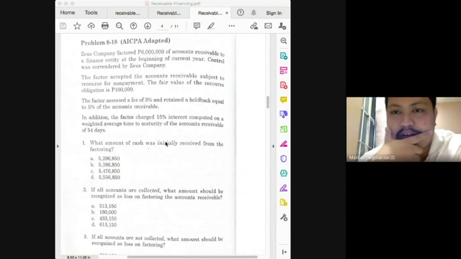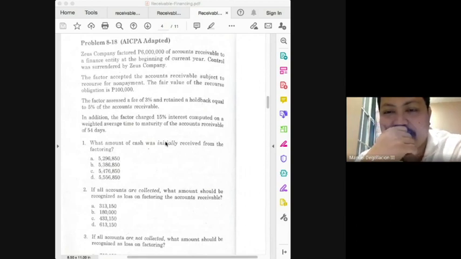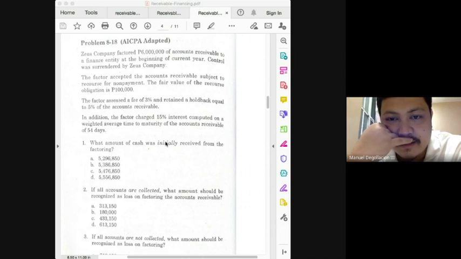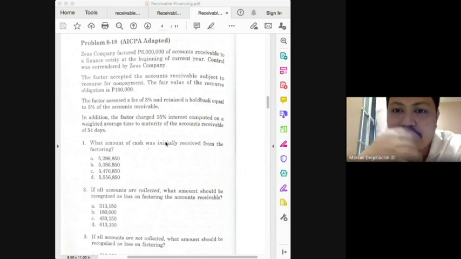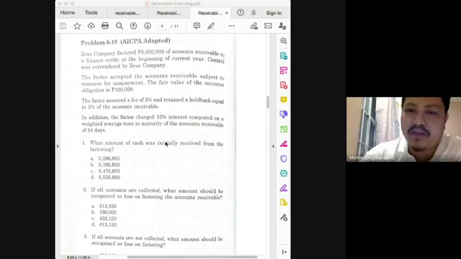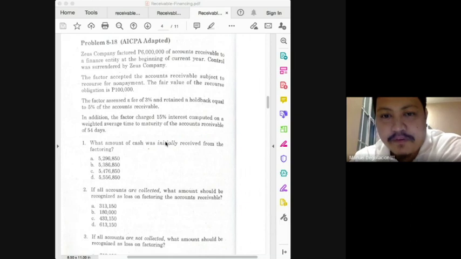8-18, Zeus Company factored 6 million of accounts receivable to a finance entity at the beginning of the current year. Control was surrendered by Zeus. The factor accepted the accounts receivable subject to recourse for non-payment. The fair value of the recourse obligation is 100,000. What's the significance of this recourse obligation? This will increase our loss on factoring because this is a component of our loss on factoring. The factor assessed a fee of 3% and retained a holdback equal to 5% of the accounts receivable. The factor charged 15% interest computed on a weighted average time to maturity of 54 days.